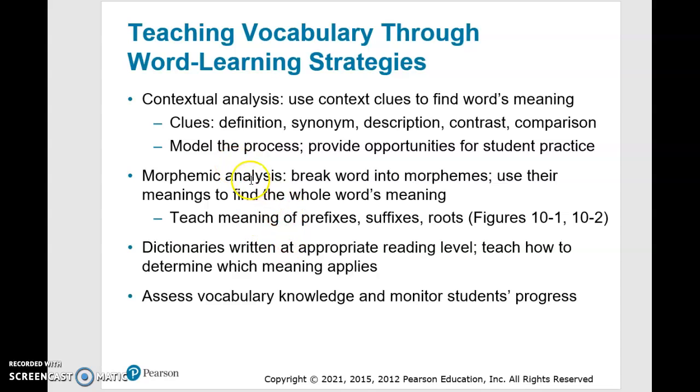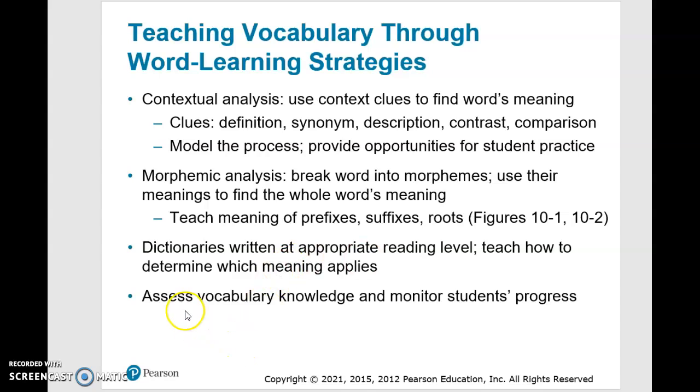There's also morphemic analysis, where you can break words into morphemes and use their meanings to find the whole word meaning. So remember, you want to think about prefixes, suffixes, root words, stuff like that, and teaching your students, okay, well, this is what this prefix means. If it's combined with this root word, here's what the word means. Then there are dictionaries written at appropriate reading levels. I think we've talked about that. For your younger students, get some more age appropriate dictionaries as opposed to the Webster's or whatever it is now, Oxford Dictionary, that's 5,000 pages, which isn't really, but find some more appropriate dictionaries for your younger students.